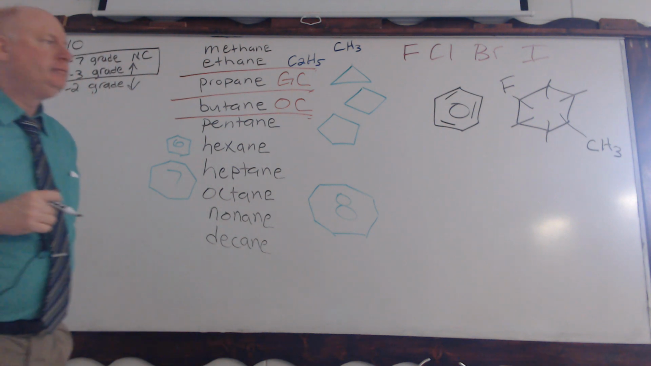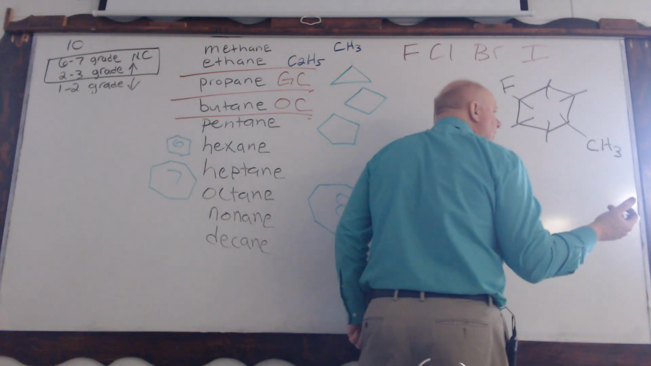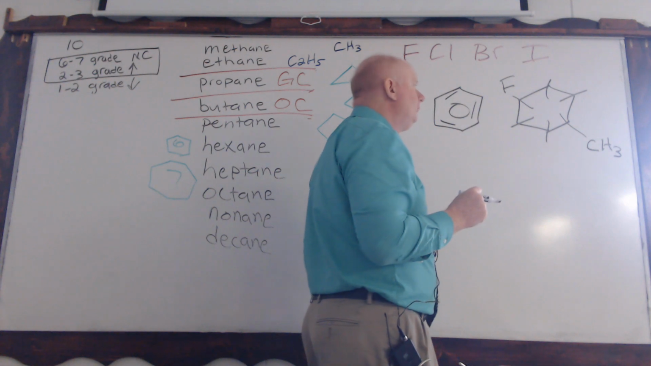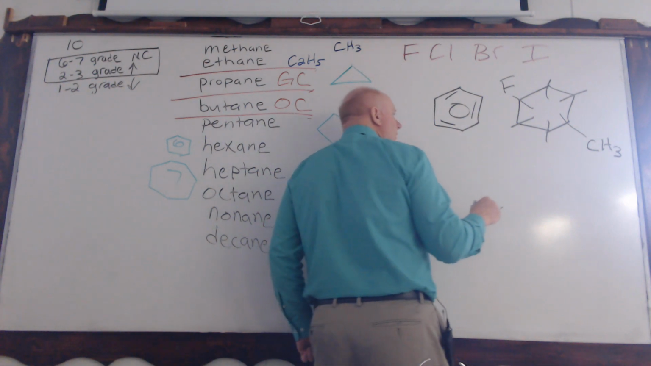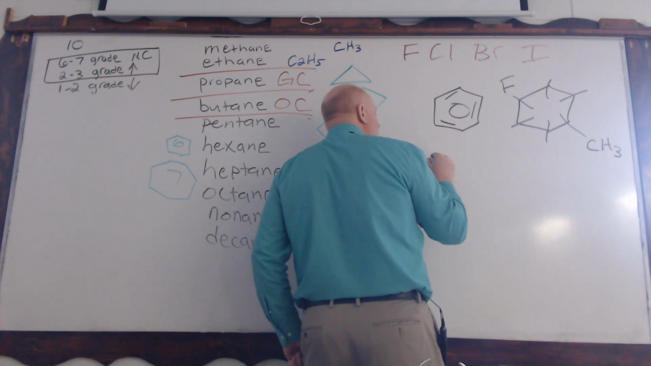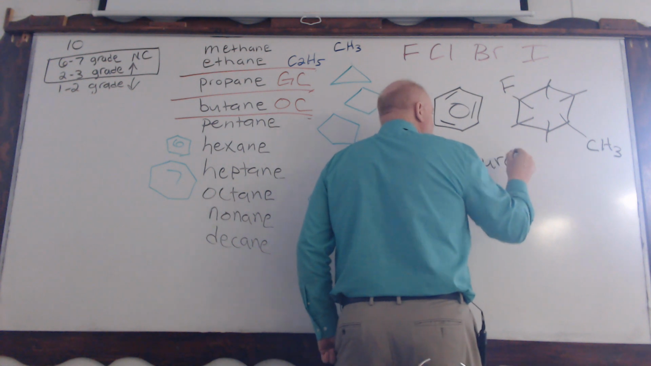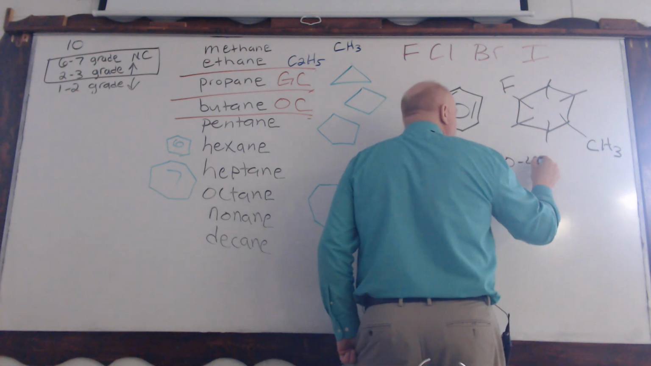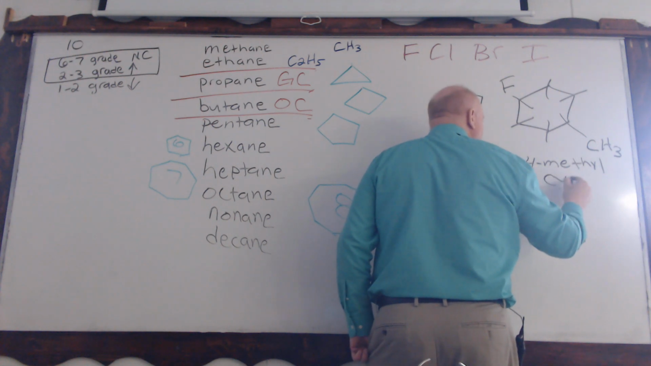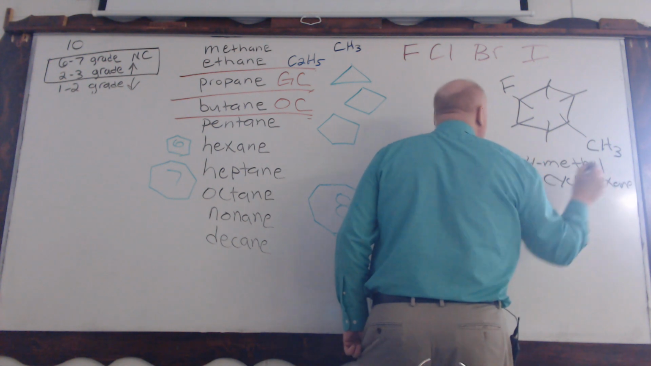1 fluoro, 4 methyl. Okay, everything you're saying is right, but how did you know where to start? Because fluoro comes before methyl. Okay. Methyl, and it doesn't really matter what we use. 1 dash what? Fluoro. Do you have to put that word? Okay. 4-methyl. Yes, you have to put the heptane. Cycloheptane. Hexane. Okay.